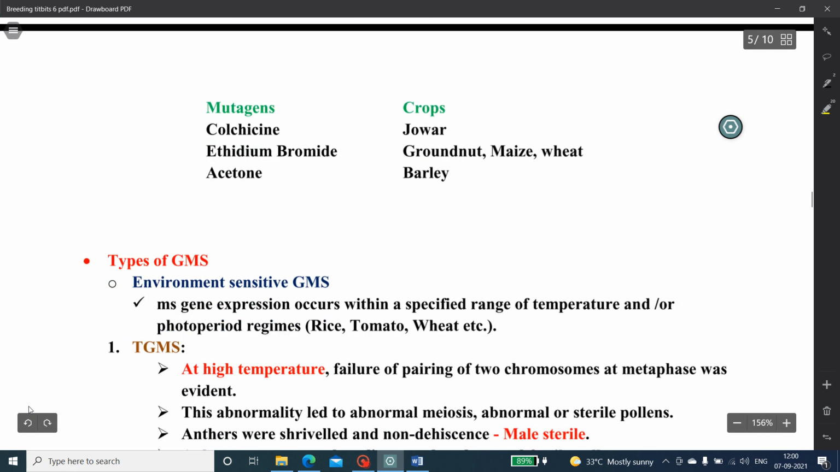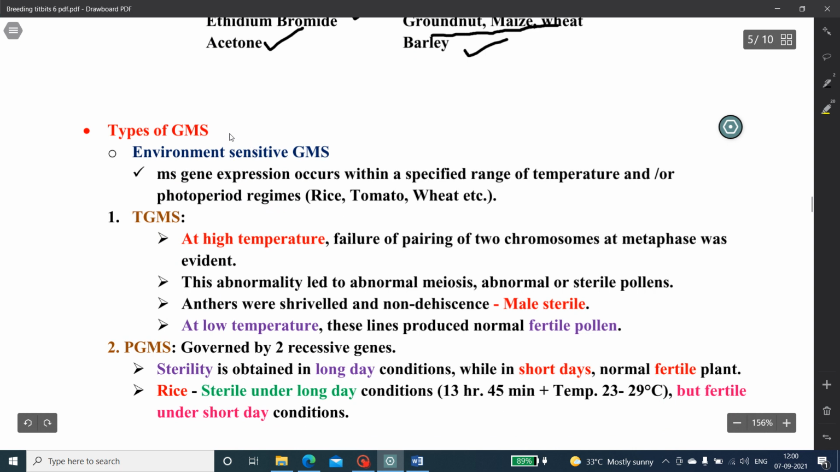And different mutagens are used for creating genetic male sterility. I have given a few examples. Colchicine is exploited in jowar, ethidium bromide in groundnut, maize and wheat, and acetone in barley. And there are different types of genetic male sterility, and the first one is environment sensitive GMS.